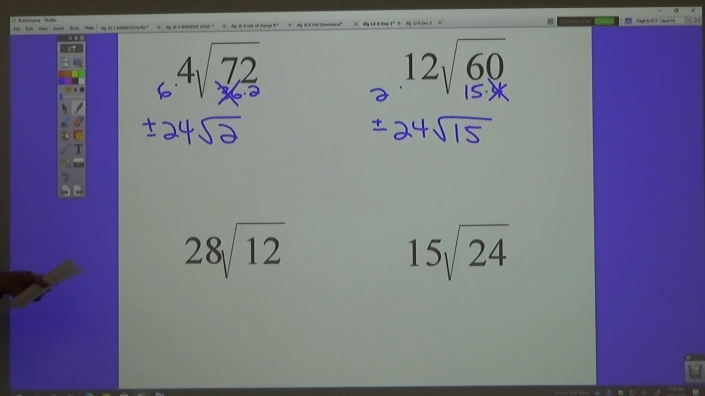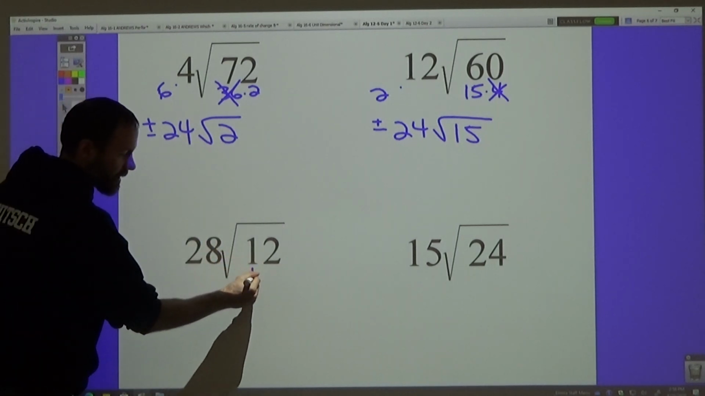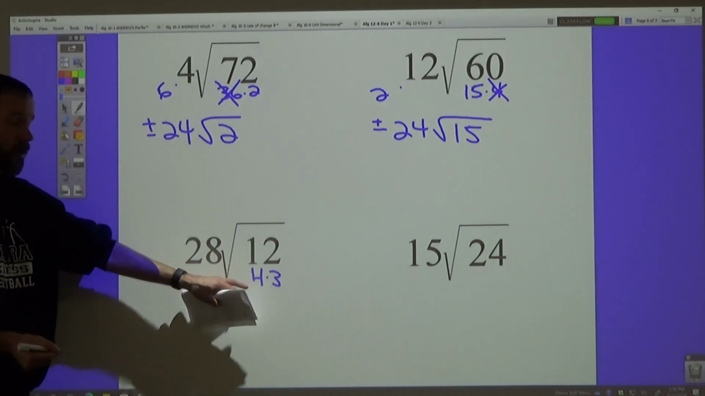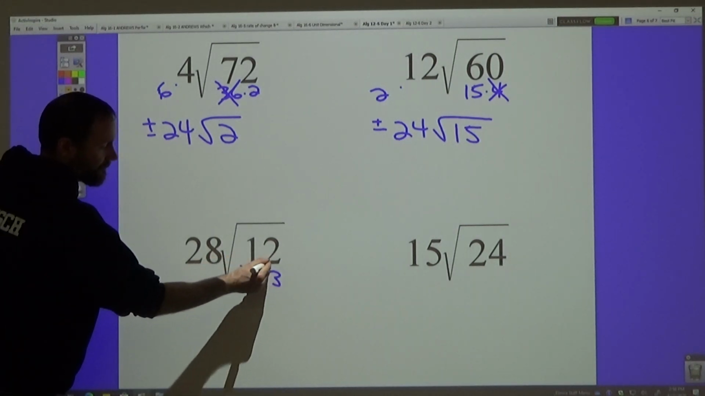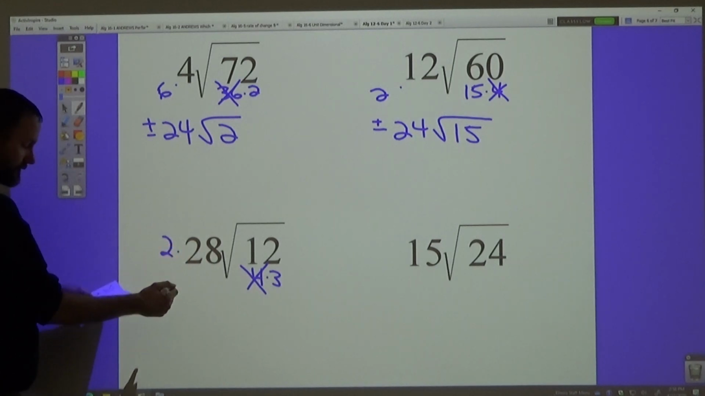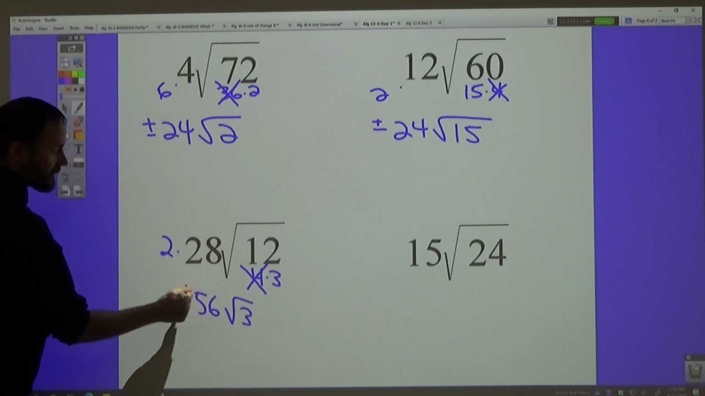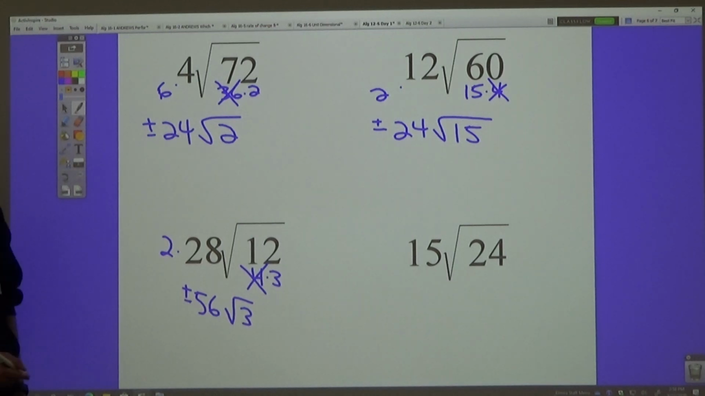If we do 28 radical 12, 12 is a perfect square. Or not, 12 isn't a perfect square, but 4 times 3 is 12, with 4 being a perfect square. Cross off the 4, bring out the 2. 2 times 28 is 56, so we end up with 56 radical 3, plus or minus.